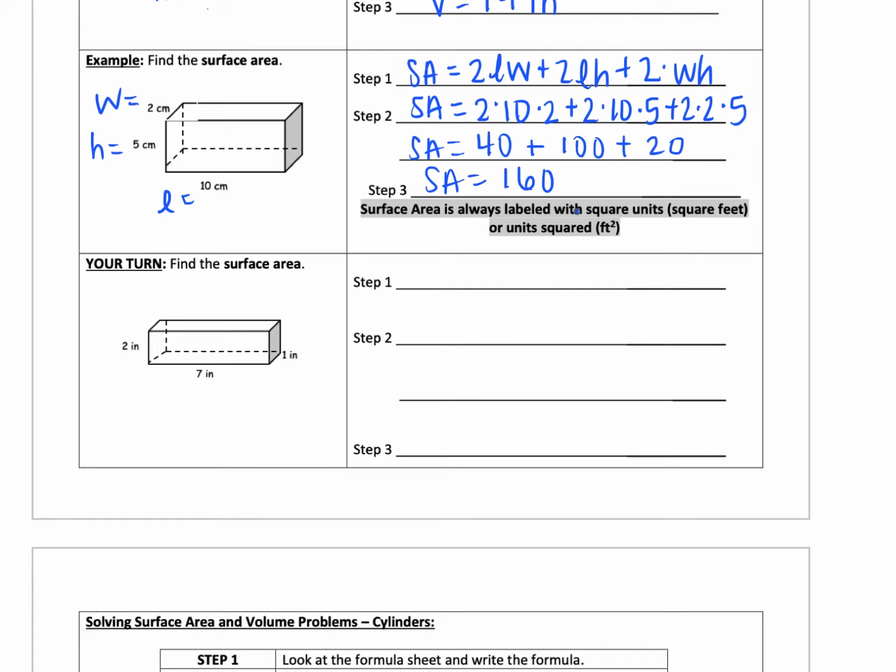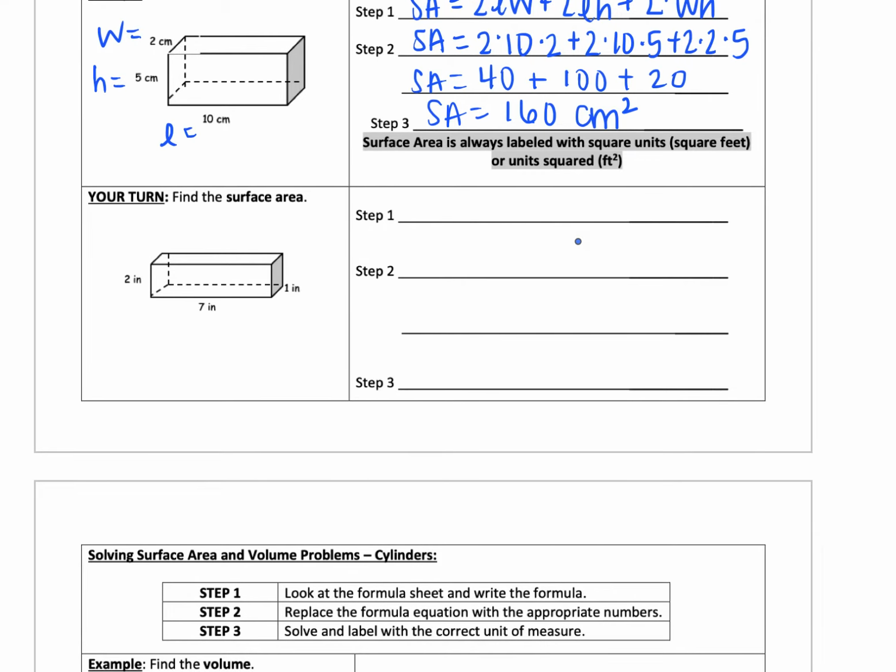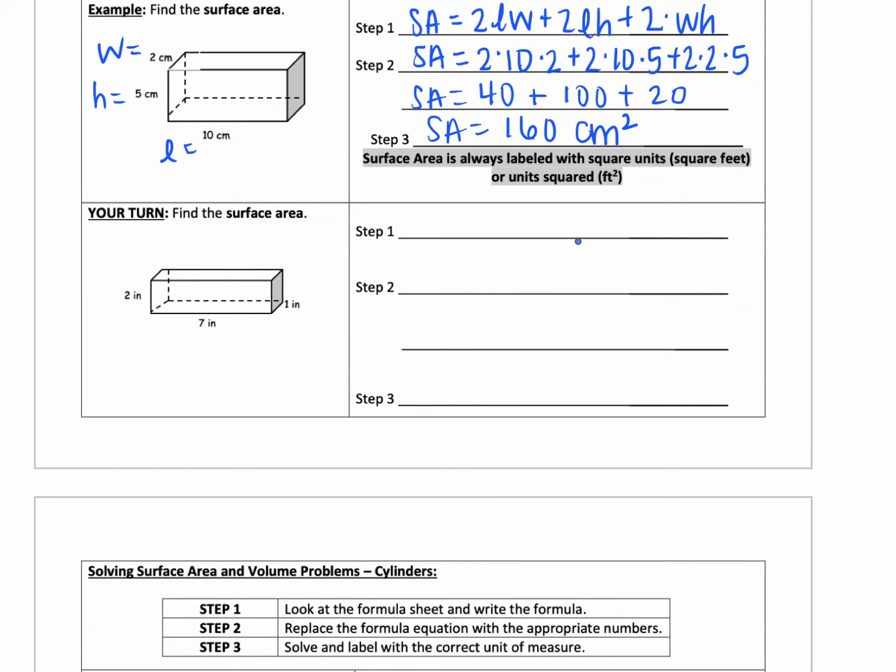And it's telling us we have to always label our surface area problems with square units. So whenever we talk about area, it's square units. We had centimeters, but it's centimeters squared because we're talking about the area that is covering this entire shape. So again, if you want to pause and try the next one on your own, you're more than welcome to, or you can just listen along to see how we do it.